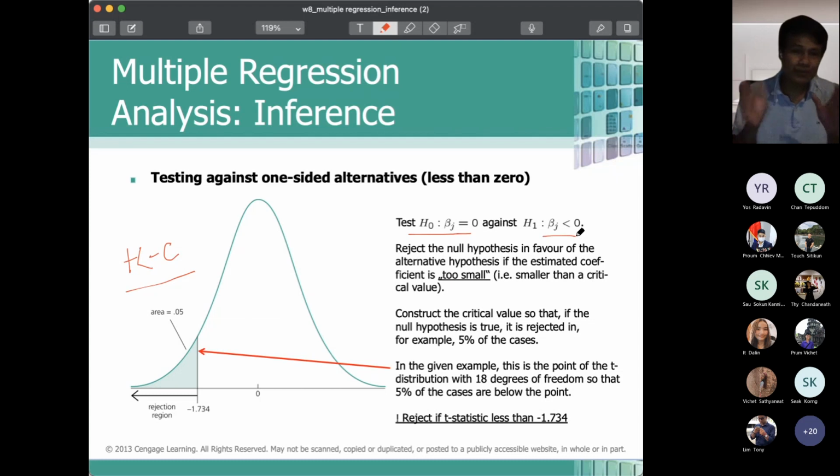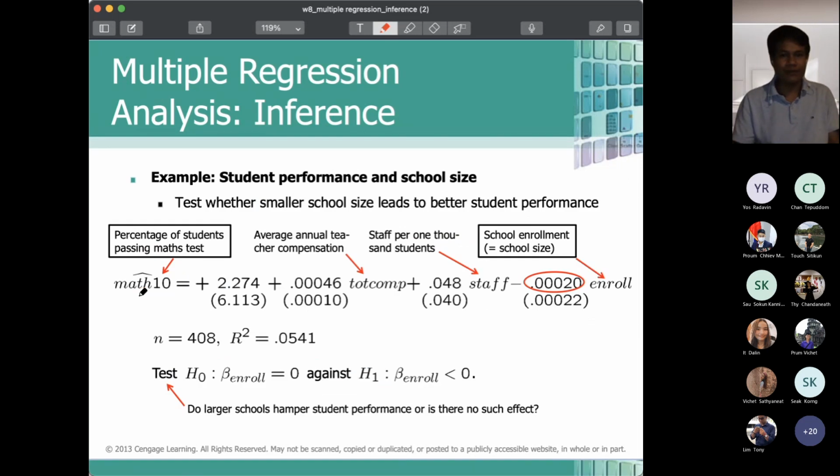And again, we test against a one-sided alternative that is less than 0. You reject the null hypothesis if t is less than minus c. And how to construct t? Coefficient divided by standard error. How to obtain c? You need degrees of freedom. You need the significance level. All right. So now let's move to the next example.